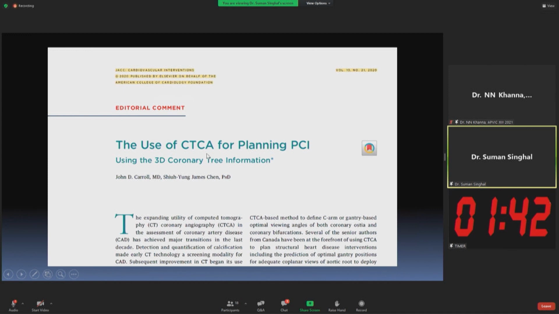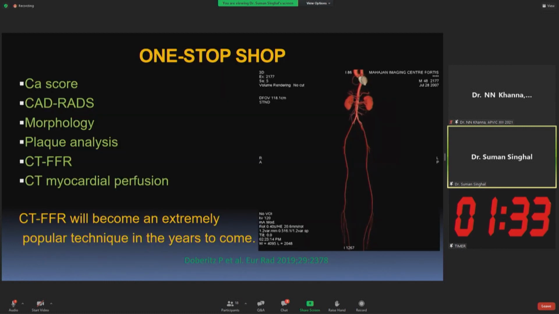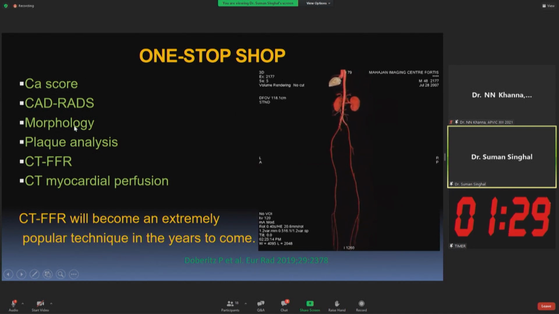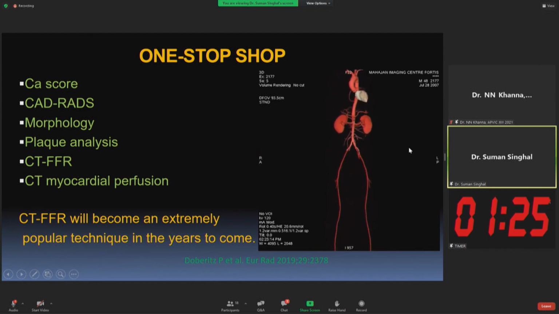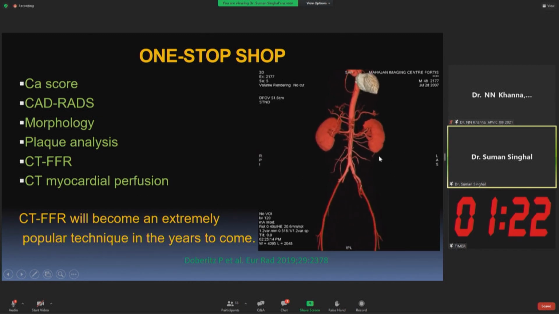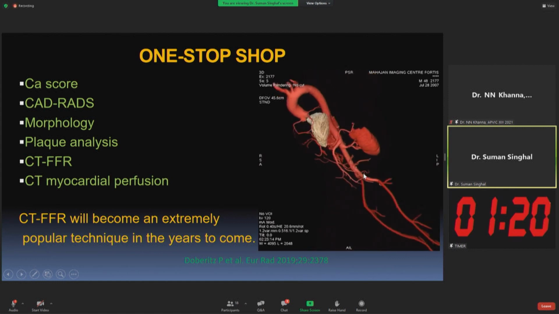In the future, according to a recent JACC Interventions article, CTCA will probably be used for planning PCI. And this is kind of a one-stop shop, telling us calcium score, CAD-RADS, morphology, plaque analysis, CT-FFR, and myocardial perfusion, and it is really helpful from anatomical to functional imaging.